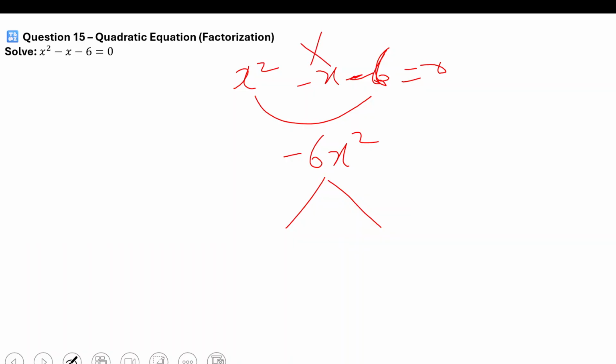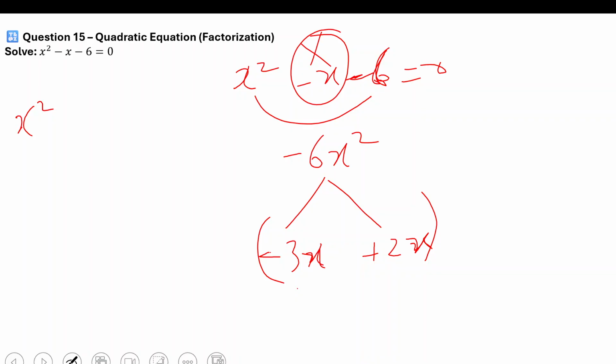So the numbers I'm going to be using are minus 3x and plus 2x. Let's check. Minus 3x times 2x will give me minus 6x squared, right? And minus 3x plus 2x will give me minus x. So I'm going to be putting this for this term. So I write again here x squared. Instead of having minus x, I will have minus 3x plus 2x. Finally, minus 6 is equal to 0.